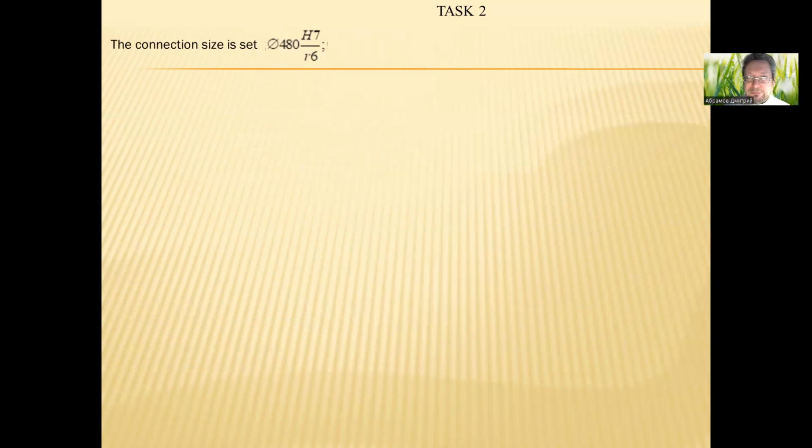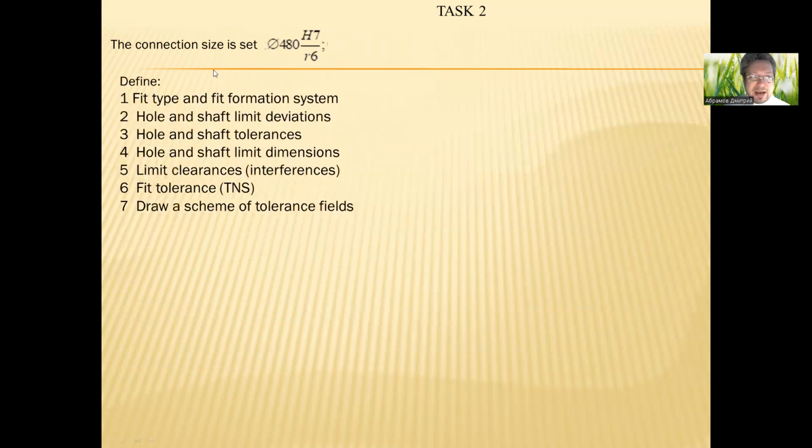Nominal diameter 480. Fundamental deviation of the hole big H. IT grade of the hole 7. Fundamental deviation of the shaft R. IT grade of the shaft 7. Define fit type and fit formation system, hole and shaft limit deviations, hole and shaft tolerances, hole and shaft limit dimensions, limit clearances, interference, fit tolerance, and draw a scheme of tolerance fields.